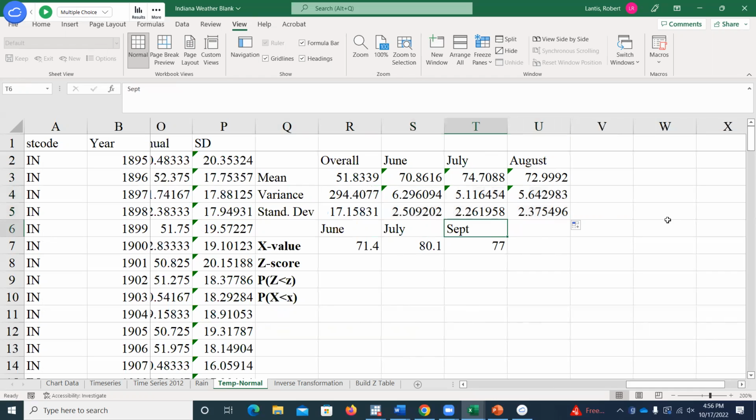Okay. And I'm going to relabel this. I don't know why I skipped August. I was just not thinking. So I've got these three different months. I've got their means. I've got their variances. I've got their standard deviations. So this is all temperature data.